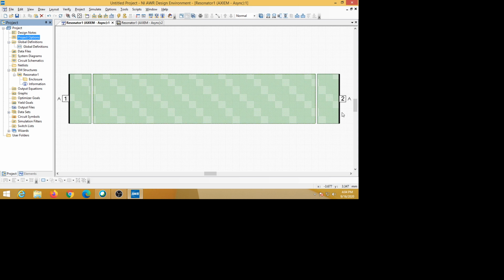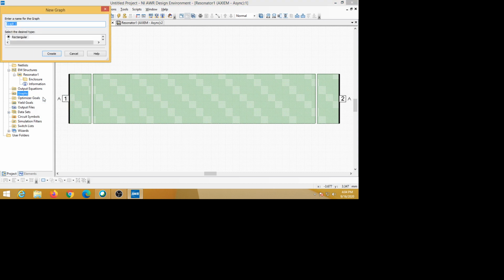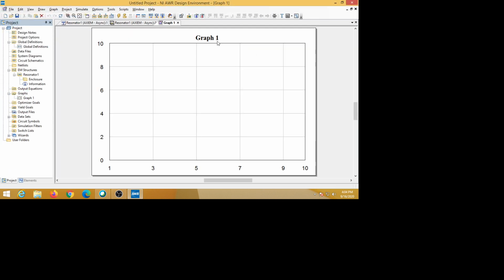What is the output graph you have to see, plot? To do that you go to graph. There you select new graph. There we need a rectangular graph. So create a graph, you can put the name as Graph 1 only, or you can change the graph name. Now it came here, and the result must display.